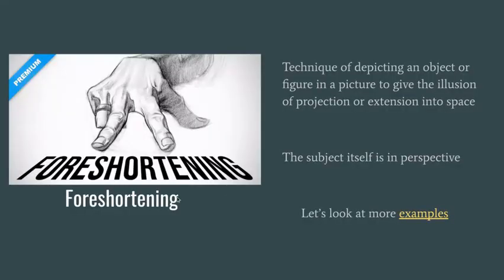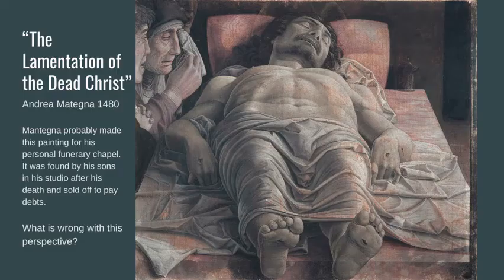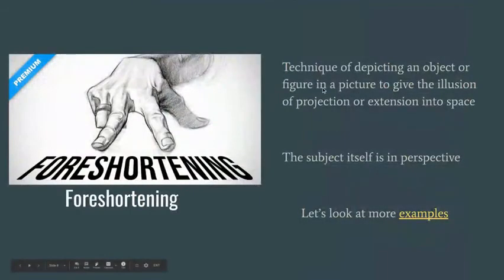So, what is foreshortening? We need to write foreshortening down in our sketch. Foreshortening is the depiction of an object or figure in a picture to give the illusion of space, of projection or extension into the space. Clearly, Mantegna was not very good at foreshortening. Okay, so if you need to pause this to finish writing this definition down, go right ahead. We want to make sure that the subject itself is in perspective.